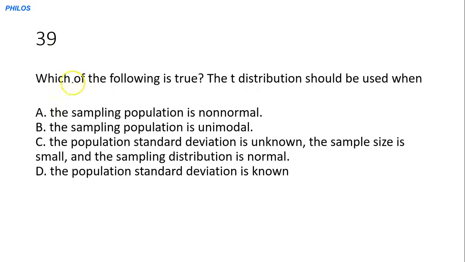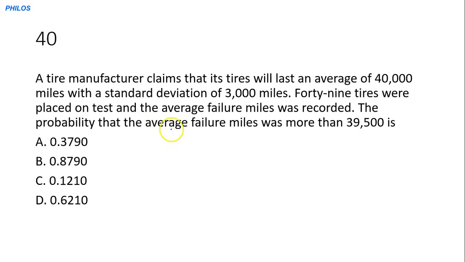Question 39 says, which of the following is true? The t-distribution should be used when A. The sampling population is non-normal. B. The sampling population is unimodal. C. The population standard deviation is unknown. The sample size is small and the sampling distribution is normal. And D. The population standard deviation is known. The answer is C. So let's proceed to the next one.